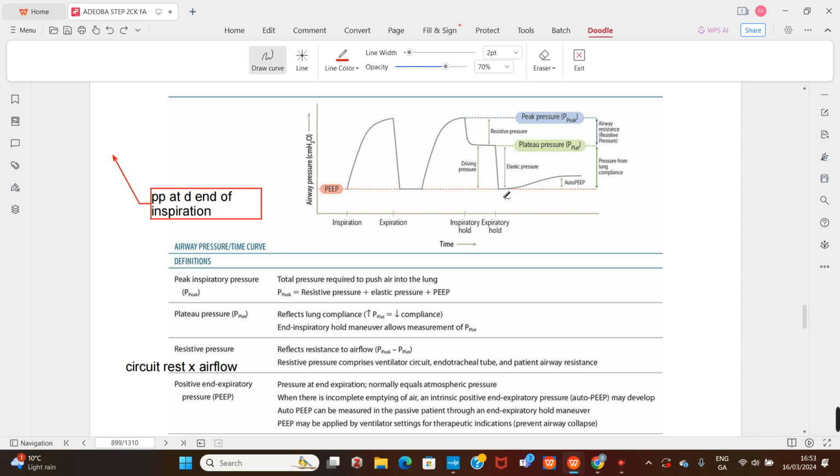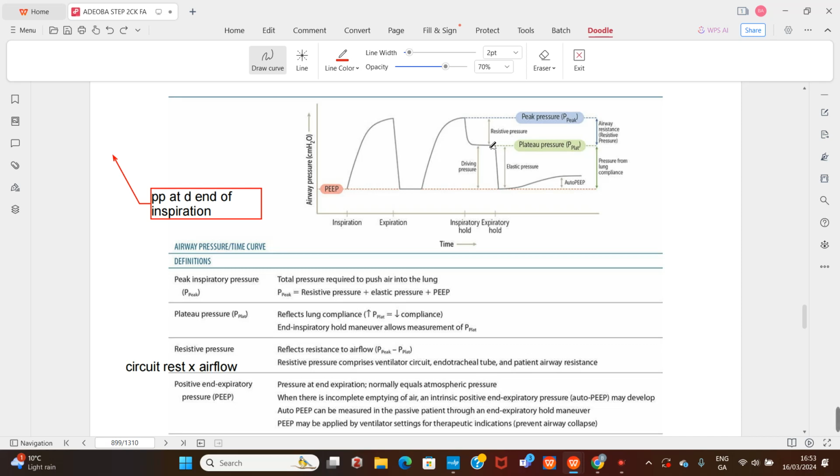I don't know if what I'm saying makes sense to us in a way. The stuff can be very, very confusing. So what you're saying is that at the inspiratory hold maneuver, the resistive pressure is eliminated, and you only have the elastic pressure and the PEEP. That's the summary of it all.